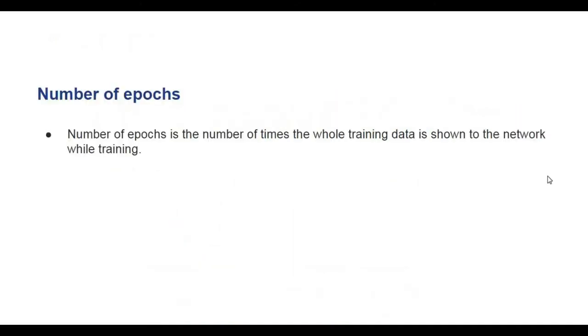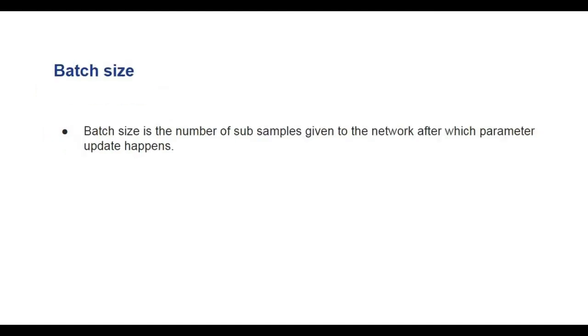Number of epochs. This is the number of times the whole training data is shown to the network while training. The last hyperparameter is the batch size, which is the number of subsamples given to the network after which a parameter update happens. This is the last hyperparameter.